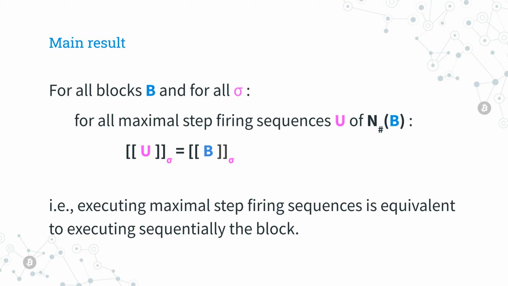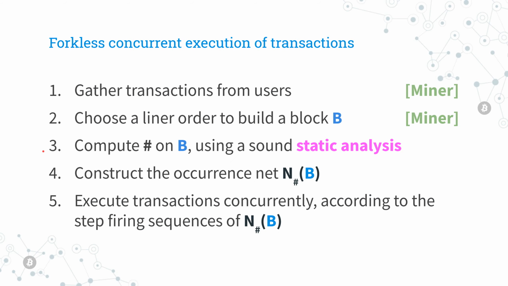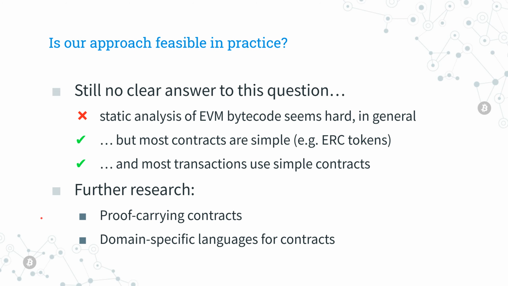This slide summarizes our main result. The theorem states that executing any maximal step firing sequence of the occurrence net is equivalent to executing sequentially the block. Summing up, our technique allows miners and validators to exploit parallelism without requiring a fork of the blockchain. This slide describes their workflow. Note that our paper does not address the problem of defining static analysis of contracts. We assume that some analysis exists, and building upon it, we give our constructions.